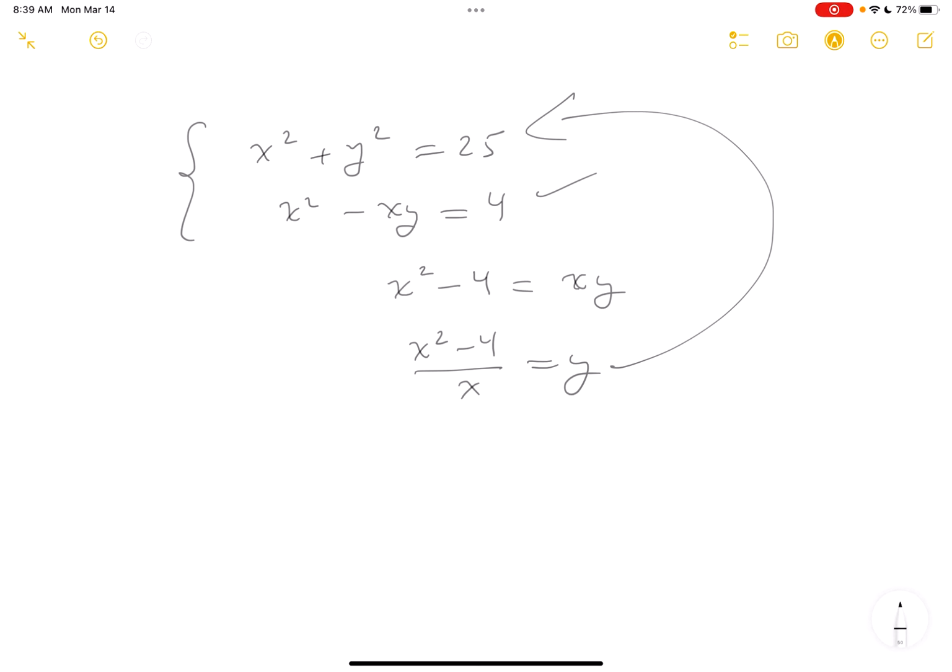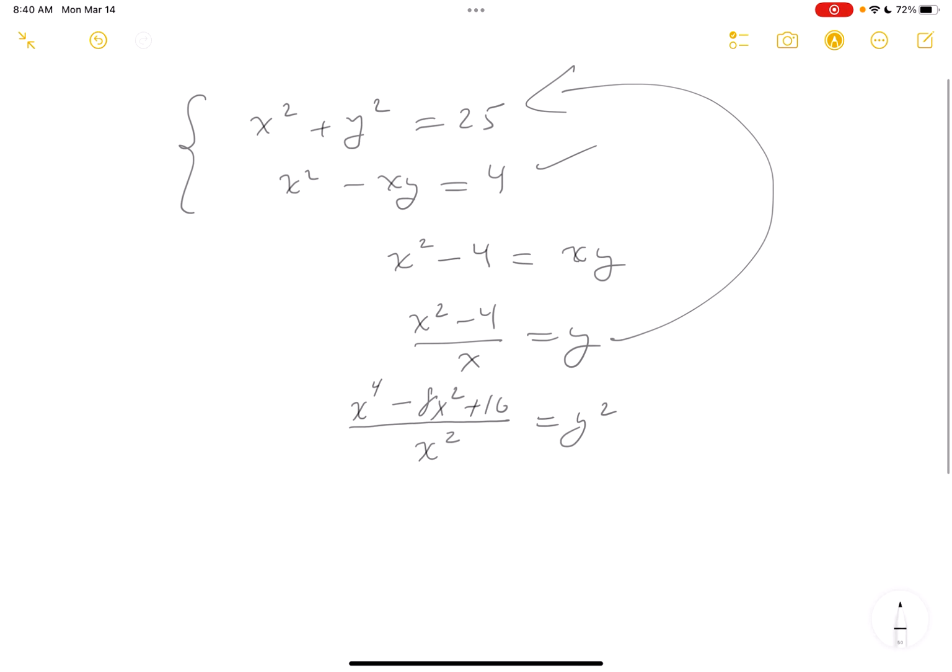All right? But what do I really need in the first equation? I really need a y squared. So I'm going to write that down for you. So y squared. Well, it's not that bad to do. This is going to be x squared, then you get x to the 4th, minus 8x squared plus 16.